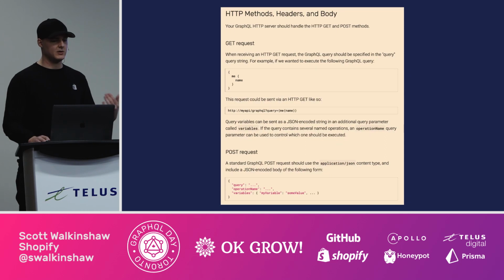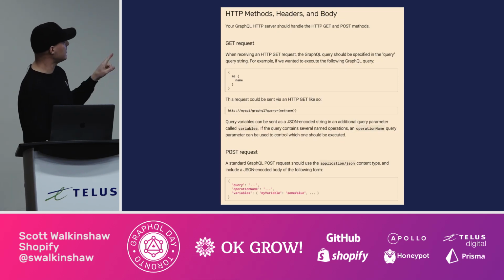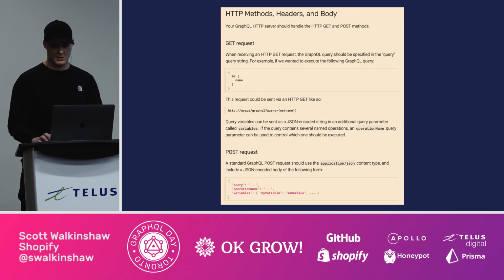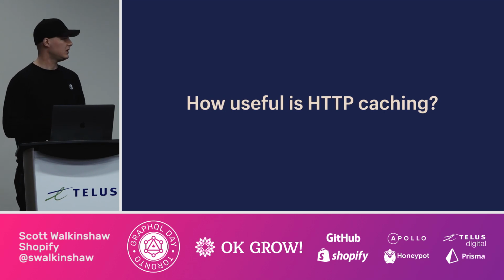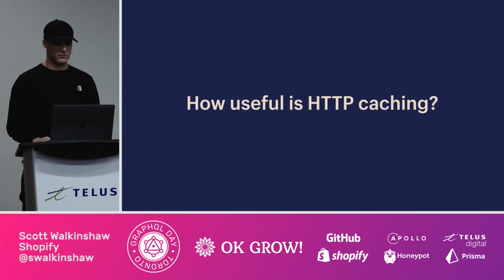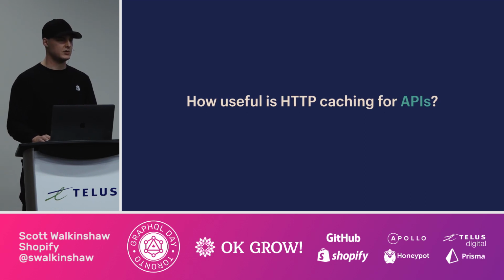Of course, we can use GET methods. There's nothing in the GraphQL spec that tells us we need to use POST. In fact, it doesn't even say you need to use HTTP. But this is from the official GraphQL.org site, and it says it should handle GET and POST requests. And of course, for the GET requests, we're just sticking the query string in a query parameter just like this. So we could use the GET method and go back to HTTP caching methods. But I think that leads to a bigger question, and that is, how useful is HTTP caching? And for us, more specifically, how useful is it for APIs?